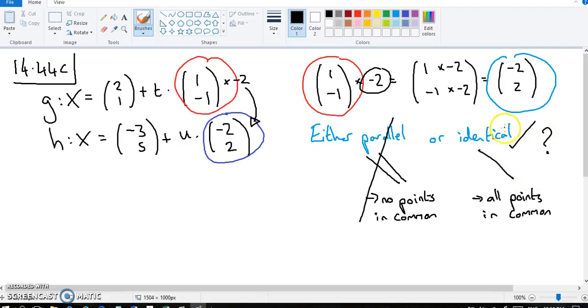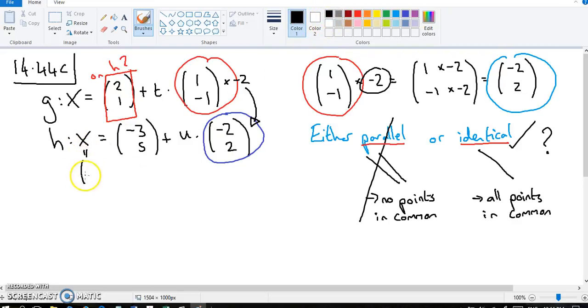Let's see. Well, we know already that G has this point, (2, 1). And so, I'm going to ask the question, does this point lie on H? If it does lie on H, then we know that the two lines are identical. If it doesn't lie on H, we know that the two lines are parallel. I could equally well do this by selecting this point from H and seeing if that lies on G. It really doesn't matter which way around you do it.